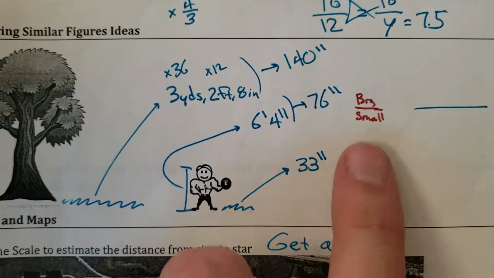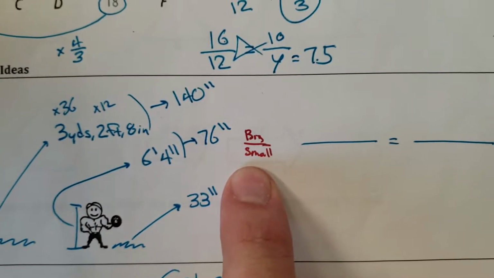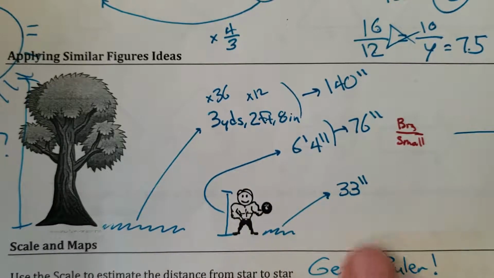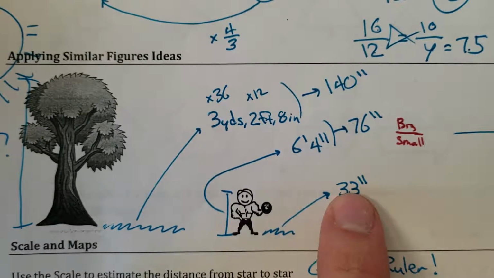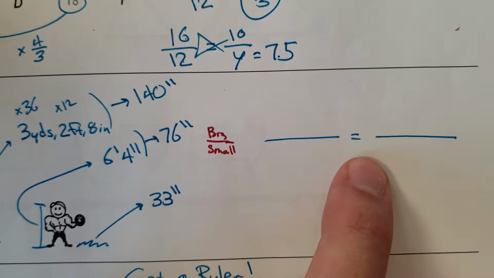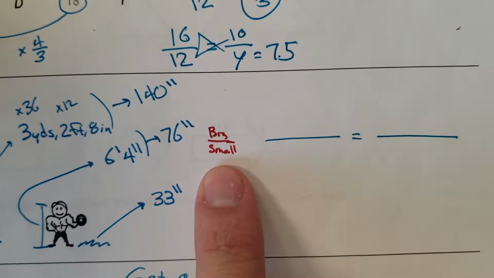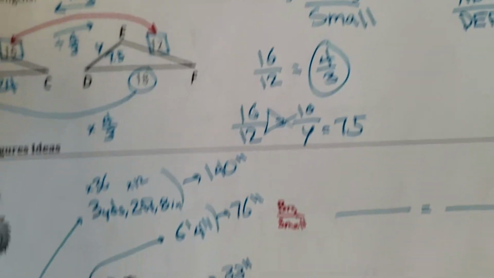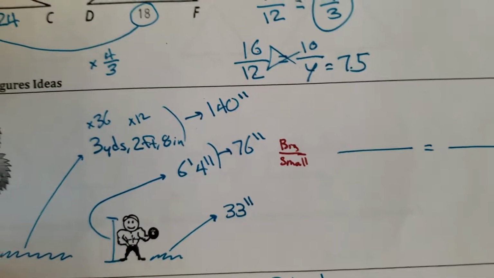So now we can do a proportion in this case. You can figure out the scale factor if you want. You can figure out 33 inches to 140. Well, it's probably not going to be that pretty. So for me, I just like to set up a proportion with this. Big to small, just like we did up here. So I'm going to put the big information on top and the small information on the bottom.